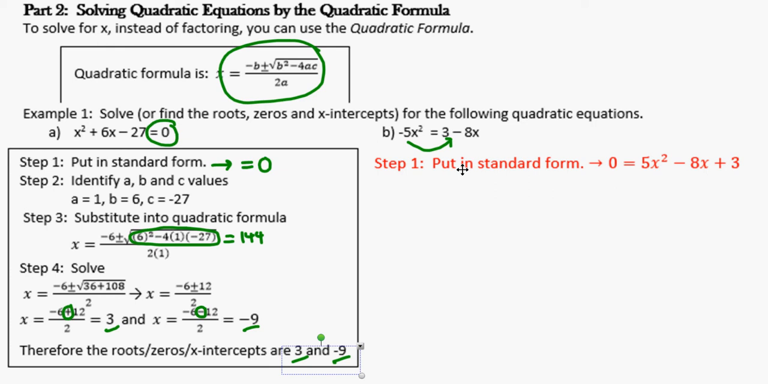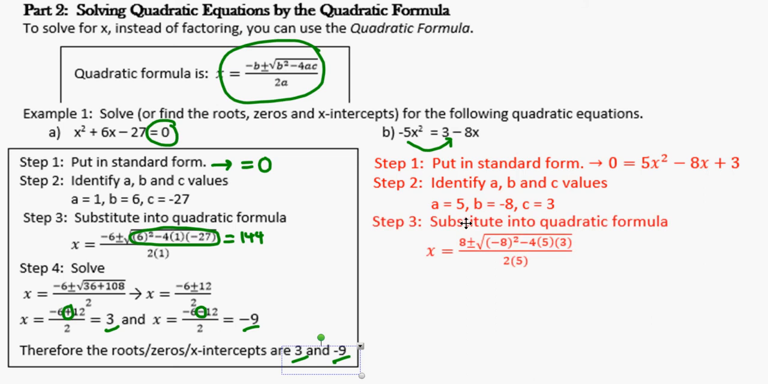So once I get this, step 2 says determine a, b, and c. You don't have to show these steps, of course. Well, you need to show this one. You want to make sure that one side is equal to 0. But once I get this, you don't need to show a, b, and c. But there's a, b, and c pretty clearly laid out. Once I get my a, b, and c values, I then substitute into the quadratic formula.